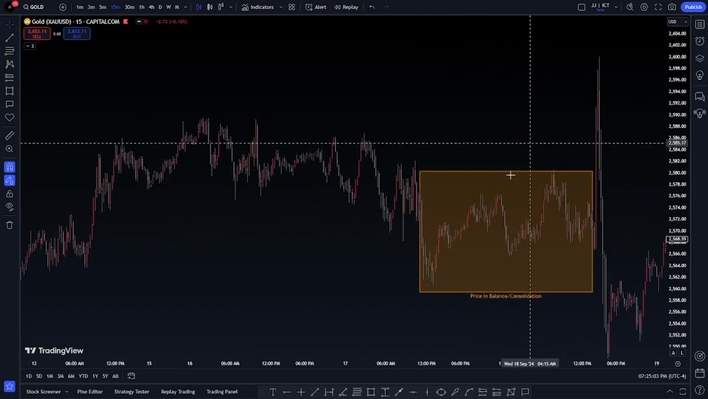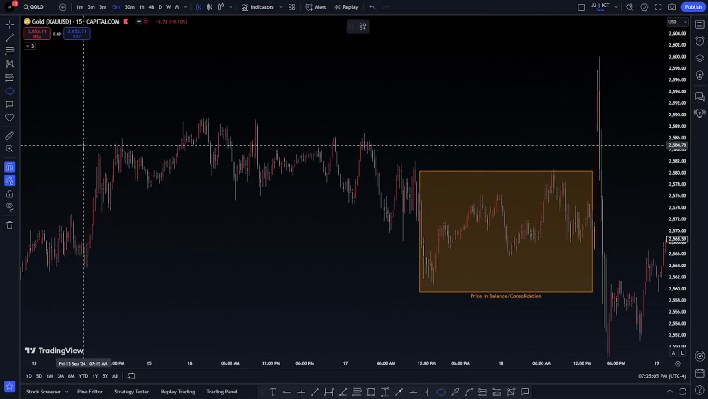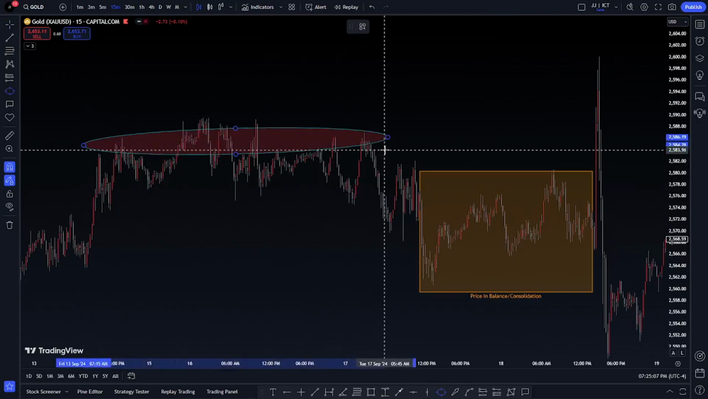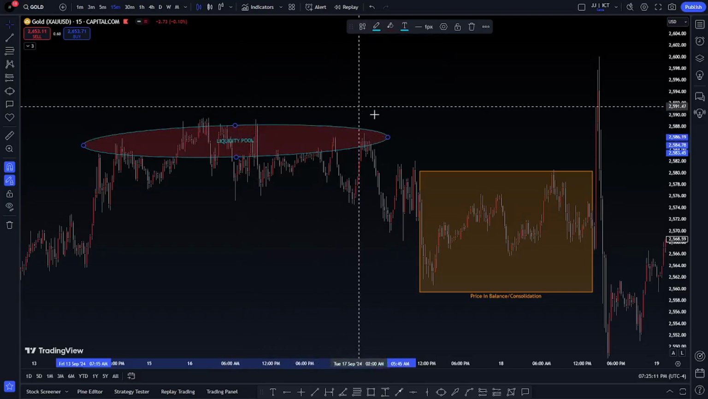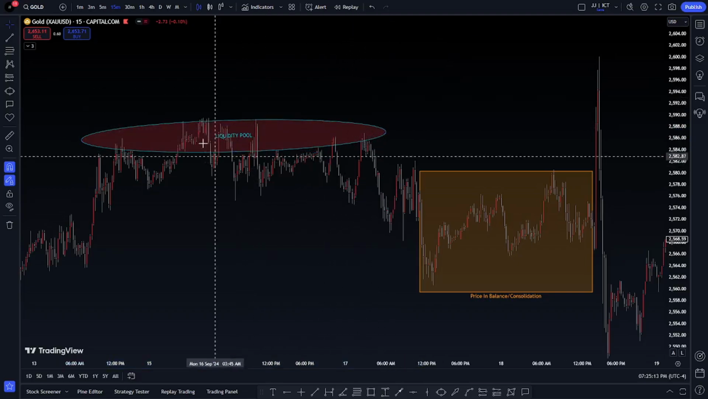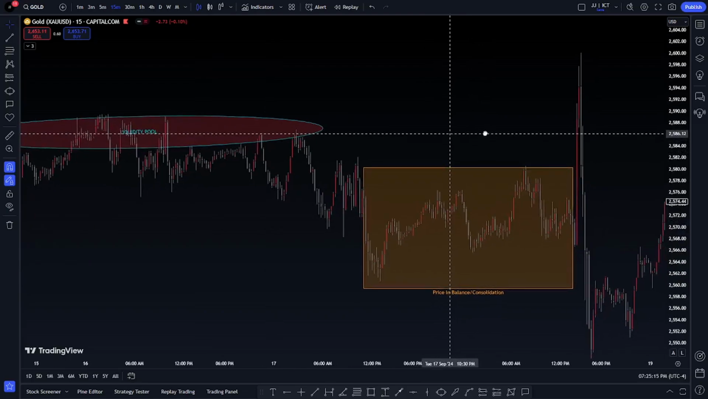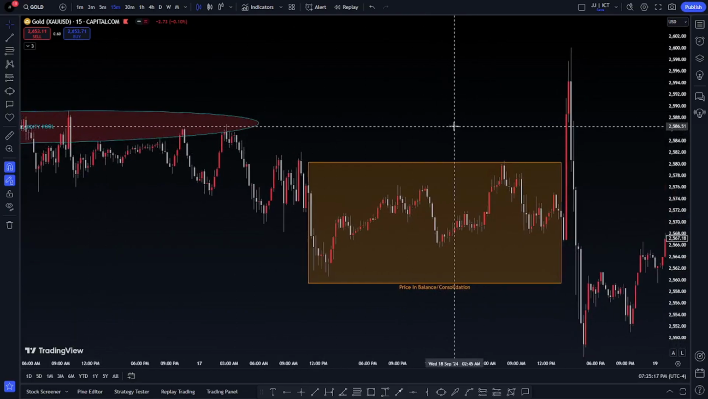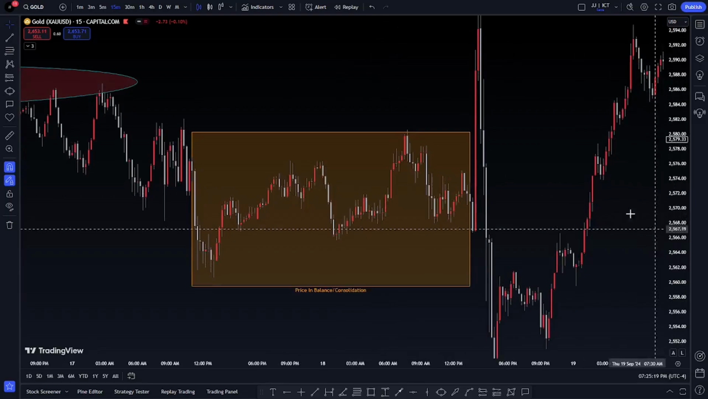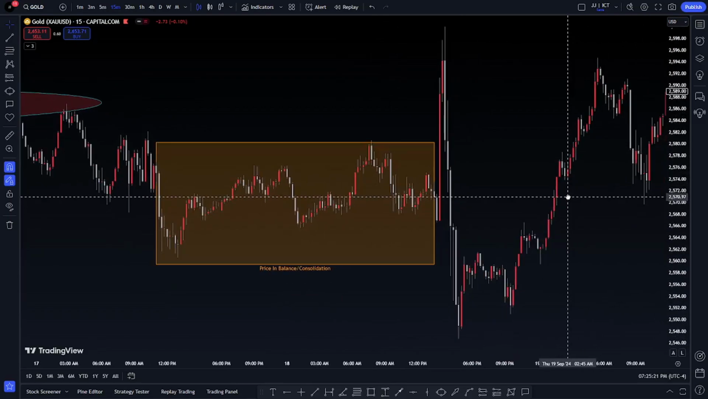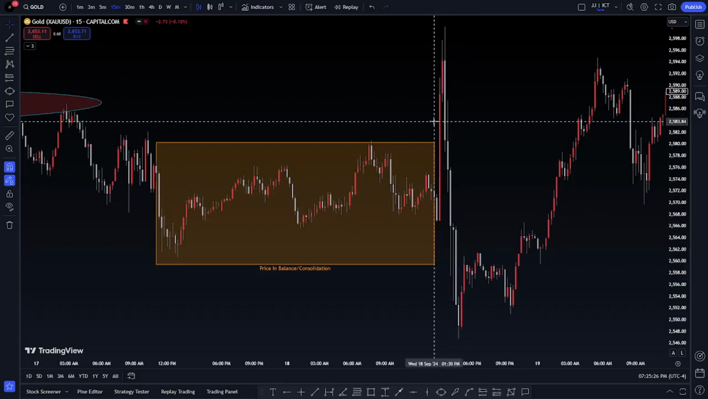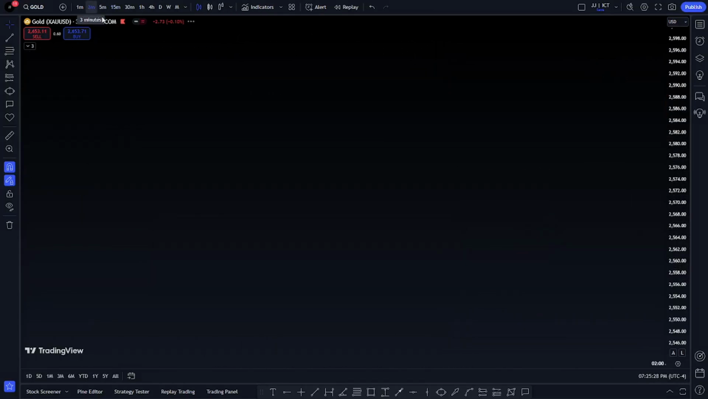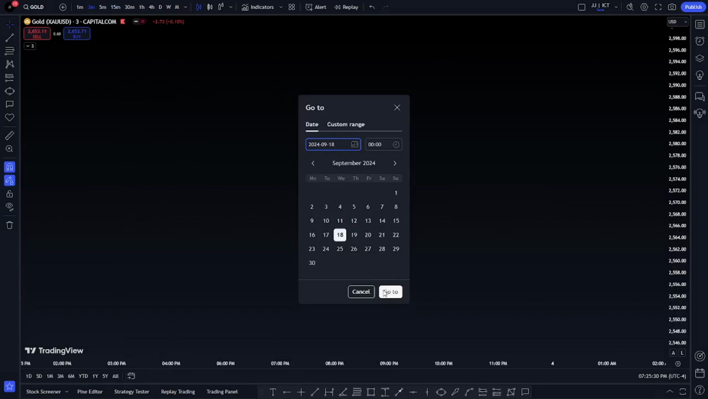What did it manipulate into? See this liquidity pool up here? This entire thing right along there is a liquidity pool. If I can even drag it higher, the entire thing is a liquidity pool. What price did was come and take out that liquidity pool, to then come back down and deliver the sell side of the curve. Right there. Right along there.